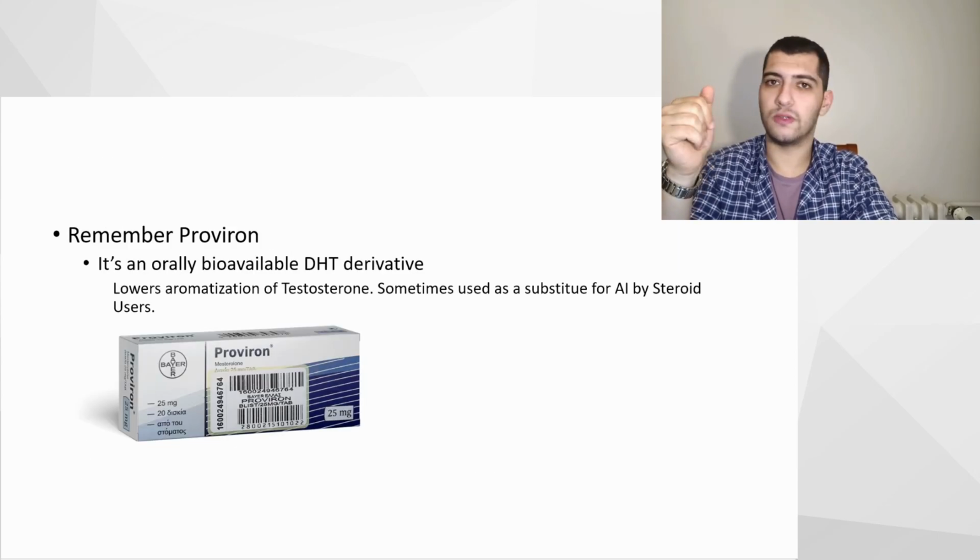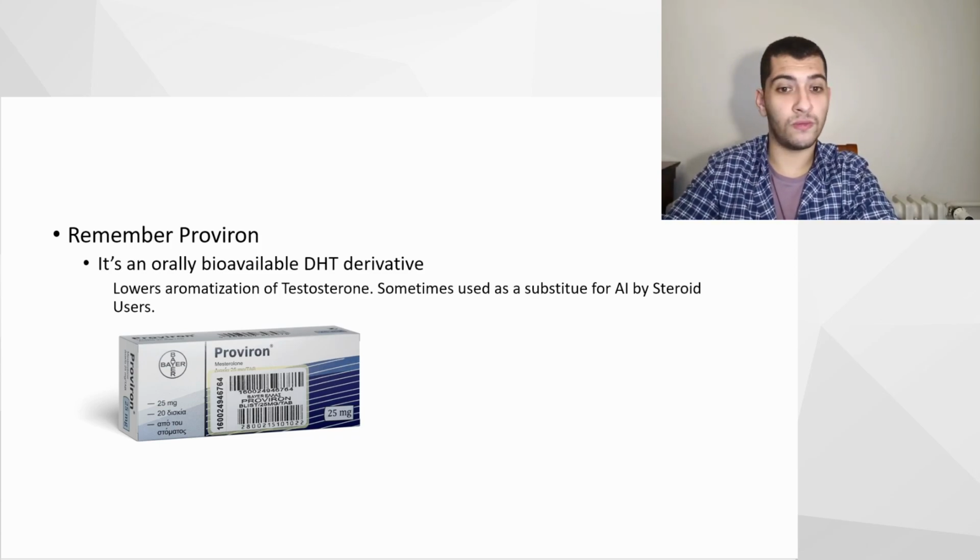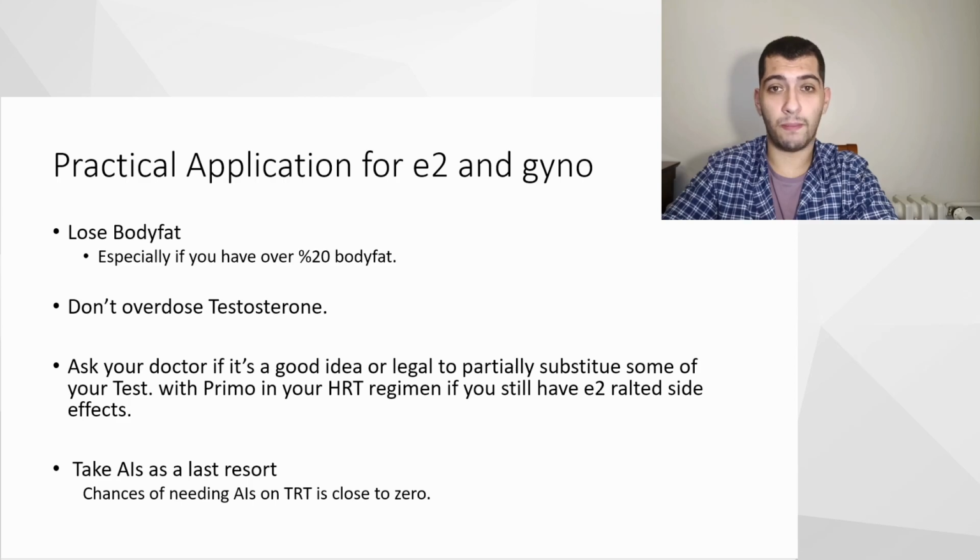And remember, there's a drug called proviron. It's an orally bioavailable DHT derivative, and it lowers the aromatization of testosterone and is sometimes used as a substitute for aromatase inhibitors by steroid users. And by the way, it's not an aromatase inhibitor, but it lowers the E2 too.